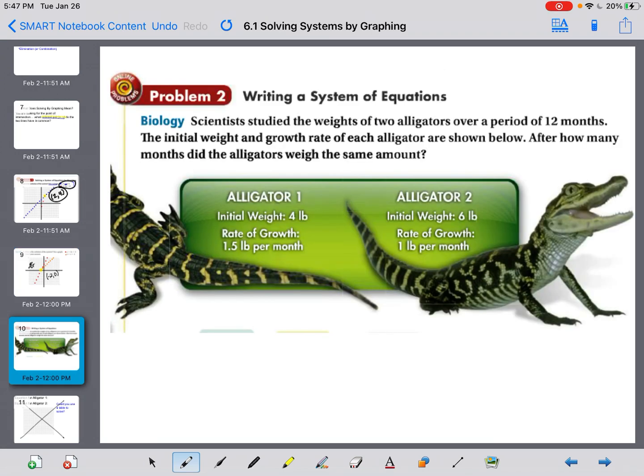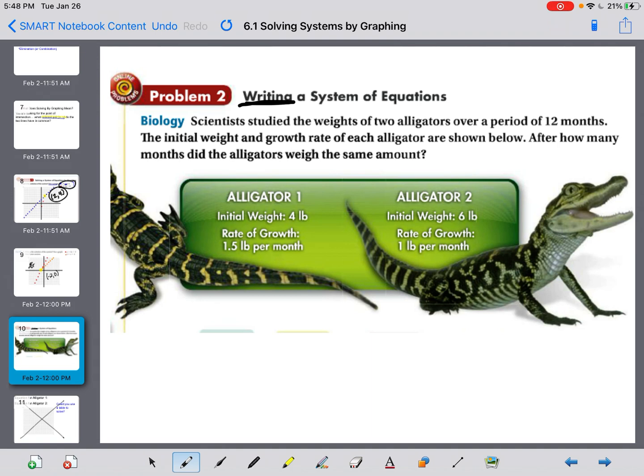All right, here's a real life situation for this. Scientists studied the weights of 2 alligators over a period of 12 months. The initial weight and growth rate of each alligator are shown below. After how many months did the alligators weigh the same amount? Okay, so this time they want us to be able to write a system of equations. We're going to look at the first alligator.